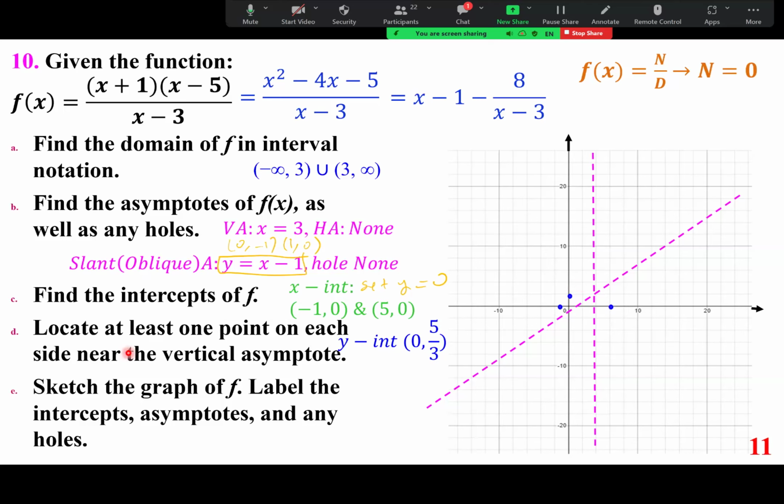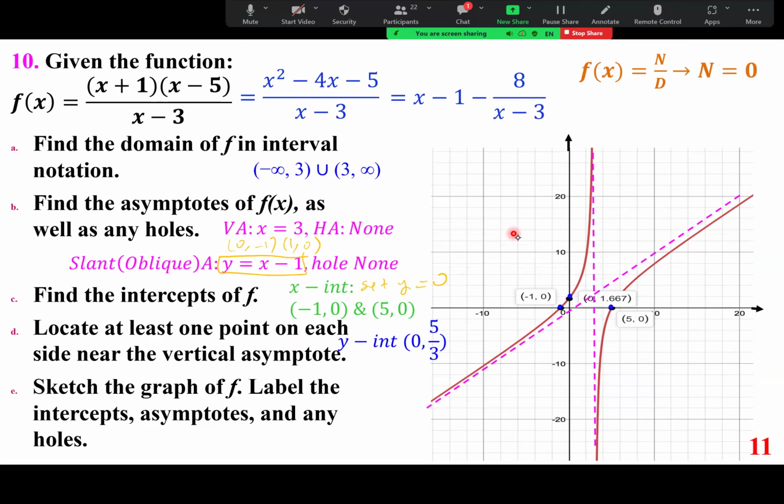And now, locate at least one point on each side near the vertical asymptote, sketch the graph. Well, we already have one point here. So this is really the graph. And we have a couple of points on this side, so that's the graph. You don't need to locate any more. And if you pick any other point to the right or left, it gives you somewhere in these two regions. And that would be the graph.